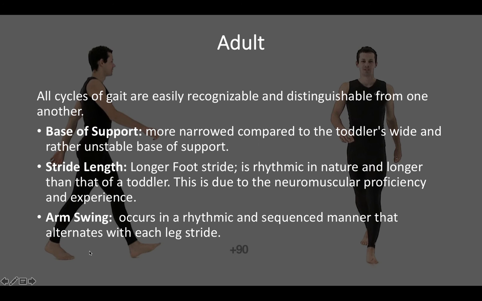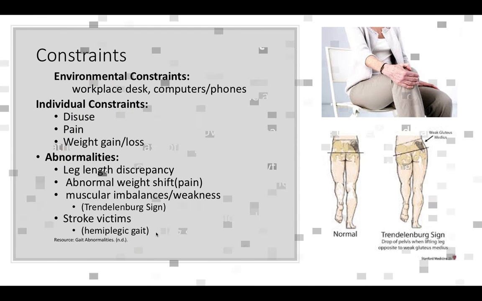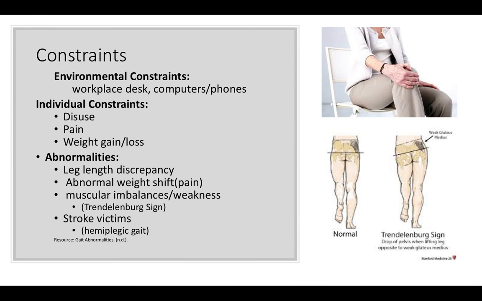With arm swing, we see that it's occurring also rhythmic and sequenced in a manner that alternates with each leg stride, so the contralateral arm swing. With adult constraints, there could be various and many, but just a few here. Environmental constraints could be the workplace, such as sitting at the desk too long. You have the rounding of the shoulders, and of course looking down at computers and phones could cause some deviation, some postural issues, and of course affect gait.